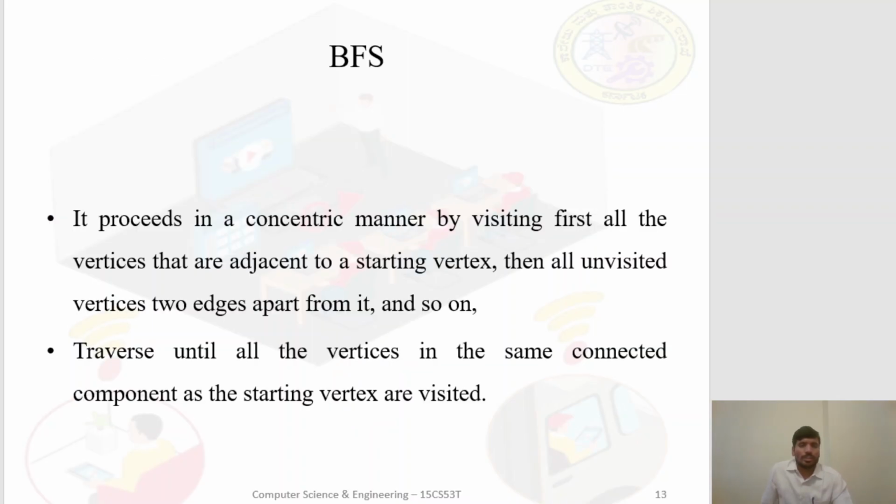So another example is BFS, that is breadth first search. So first we visit the breadth of that particular node. So it proceeds in a concentric manner by visiting first all the vertices that are adjacent to a starting vertex, then all unvisited vertices two edges apart from it, and so on. Traverse until all the vertices in the same connected component as the starting vertex are visited.